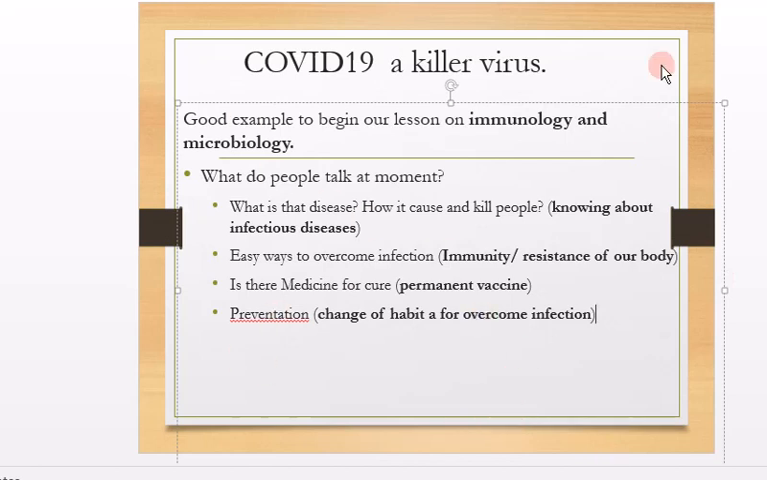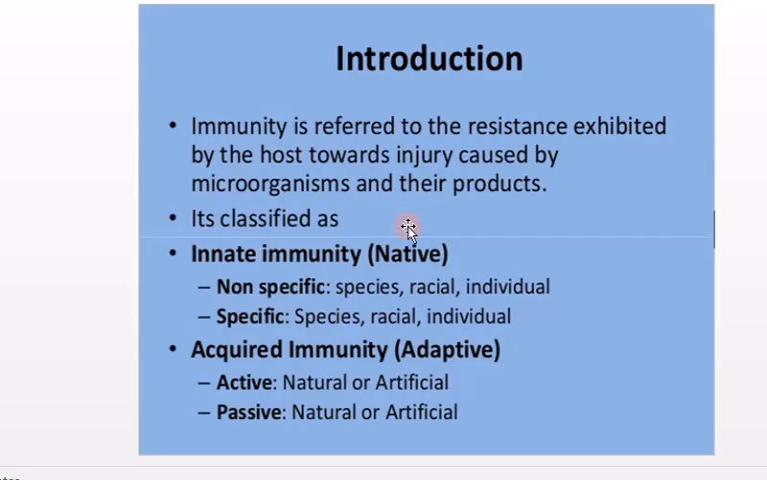So when you talk about immunology and microbiology, microbes can easily be avoided by boosting our own immune system. So in this slide we are going to look in detail at the different immune systems, and the different types of immunities found in our body. Alright, introduction to immunity.